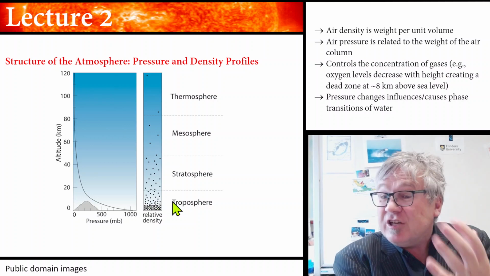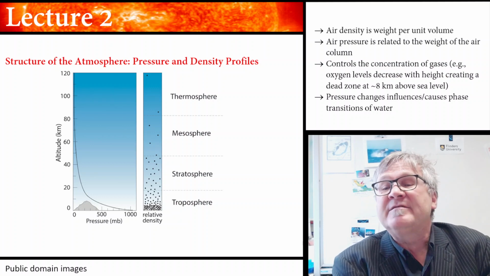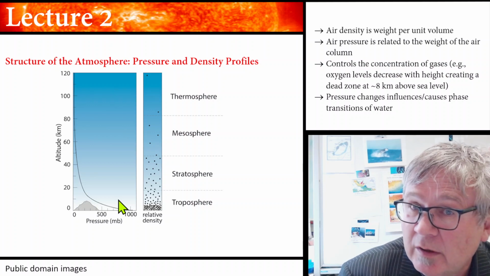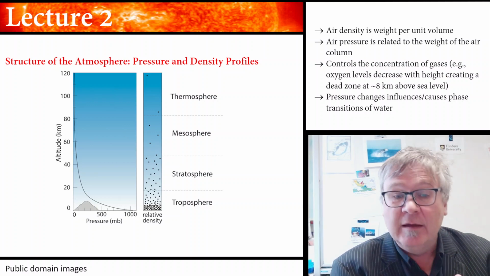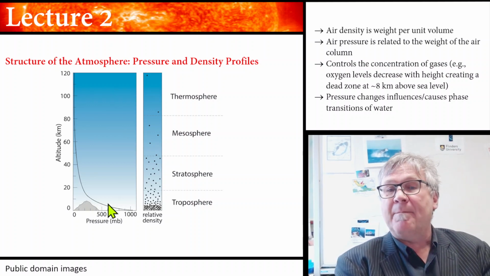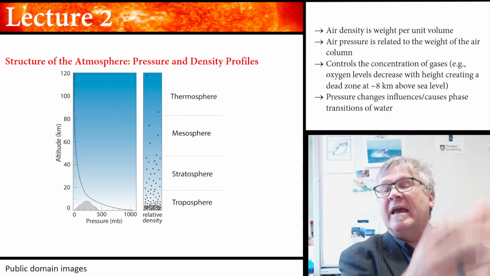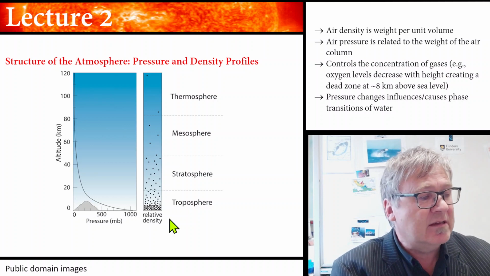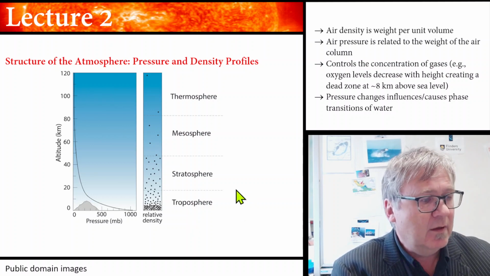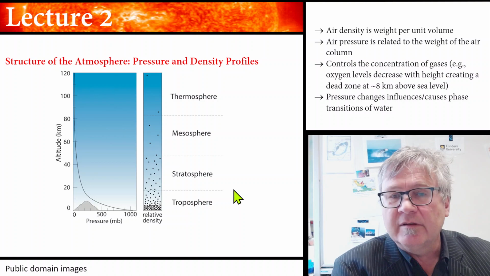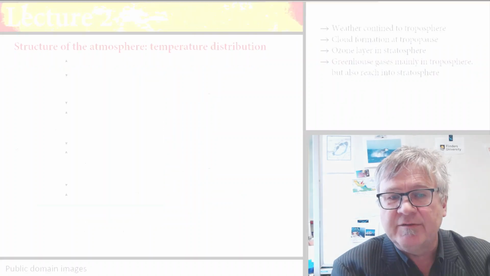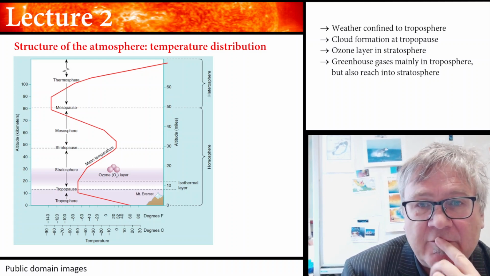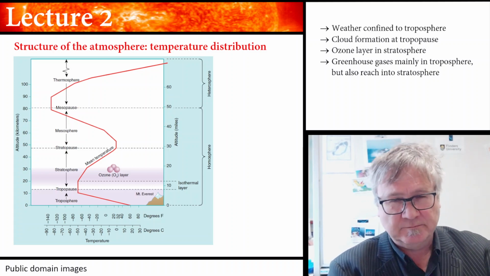Okay, so pressure changes influence and cause phase transitions of water. That's an important link to climate. Okay, because if you lift air masses up, moist air masses up, it can actually induce condensation and cloud formation. Already mentioning this at this point in time. All right, this is about the atmosphere, and we talk about temperature distribution in the atmosphere. We're still not finished with the atmosphere.